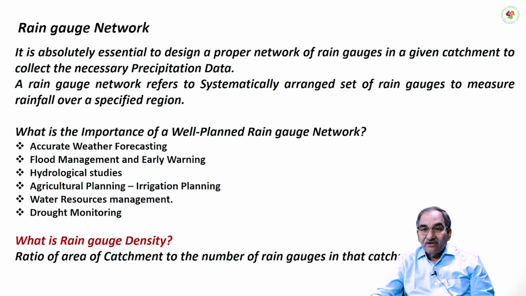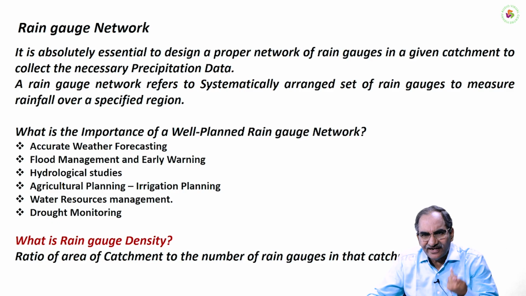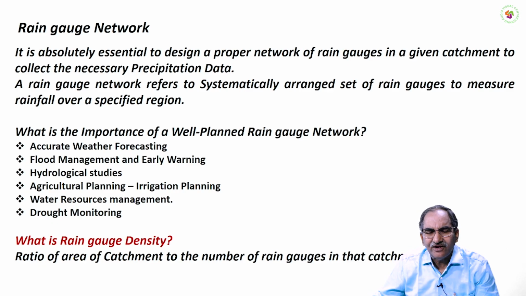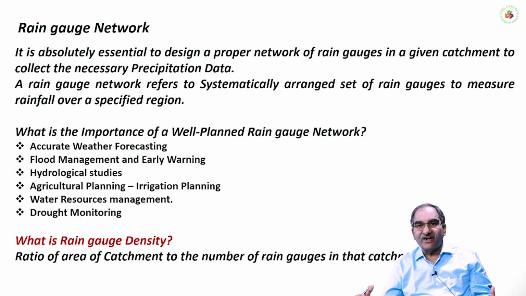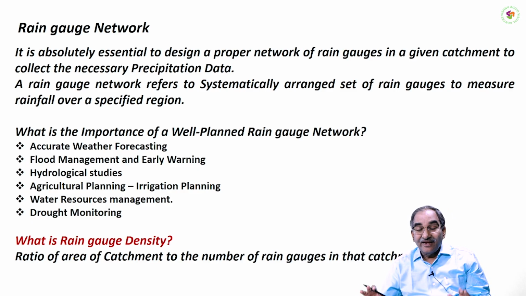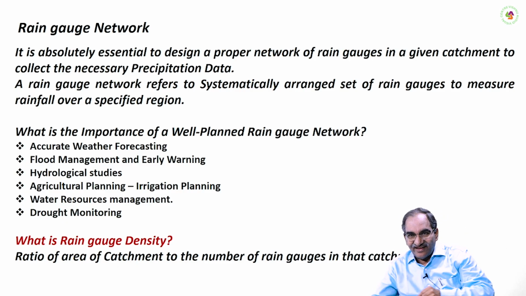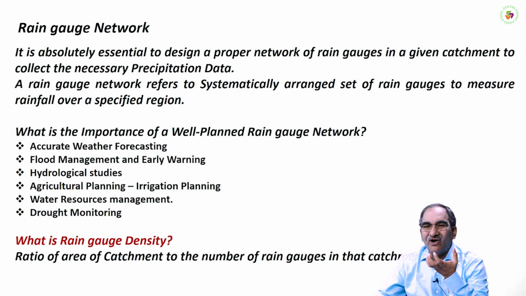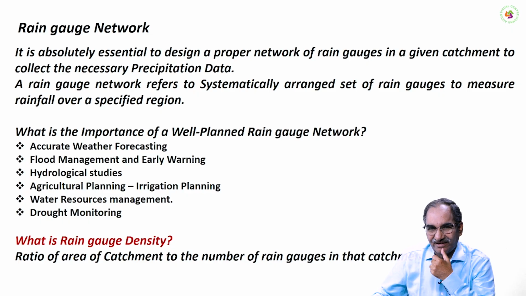So is one rain gauge sufficient for the entire Telangana? Definitely no. We need a number of rain gauges to measure the precipitation or rainfall accurately. Right? So if you take it like that, how many rain gauges are there? That is what we call a network.